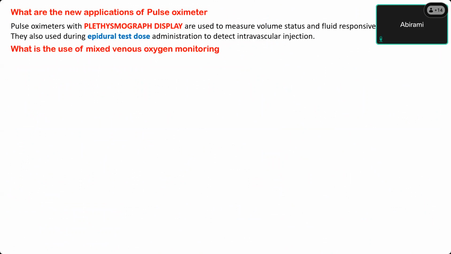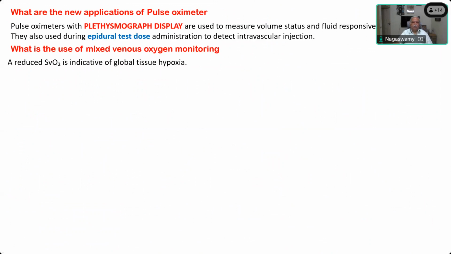To check hypoxia. How much oxygen should be there normally in the venous blood? 75%. Okay, 100% in arterial blood, 75% in venous. That means 25% is taken up by the tissues and returned with 75%. So if more reduction is there, what does it mean? Tissues are extracting more oxygen. They are in dire need of oxygen. They are trying to extract more oxygen for their survival. So a reduction in SvO2 indicates global tissue hypoxia.